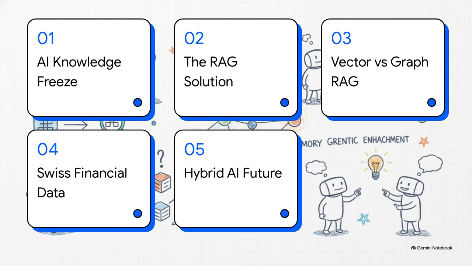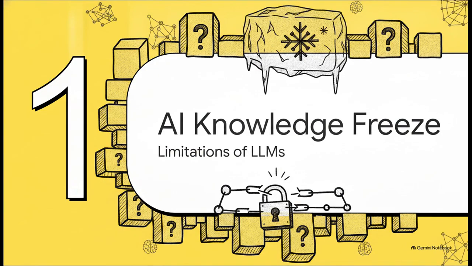Here's the roadmap for what we're covering today. We'll kick things off with the AI knowledge freeze, explore the RAG solution, and then compare Vector versus GraphRAG. After that, we'll decode some Swiss financial data in a real-world case study, and finally, wrap things up with the hybrid AI future. All right, let's get right into it.